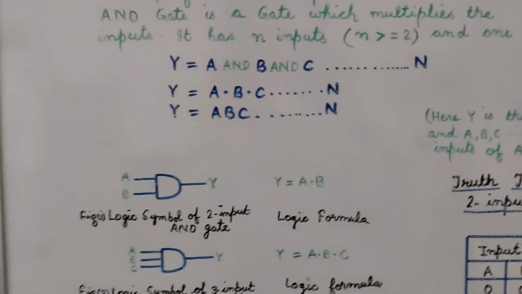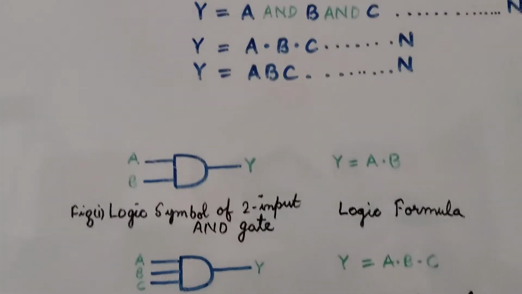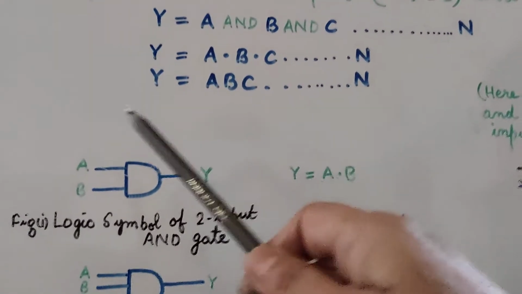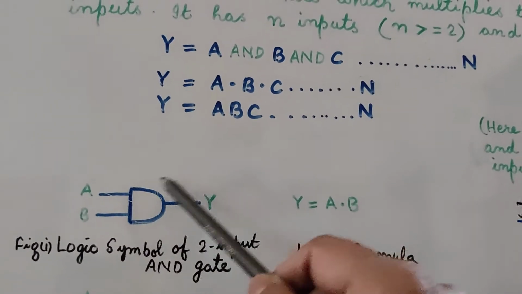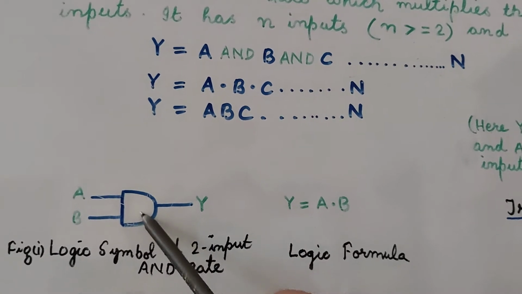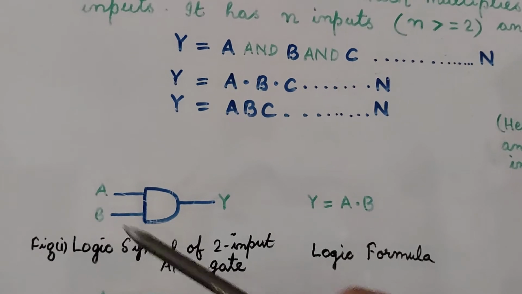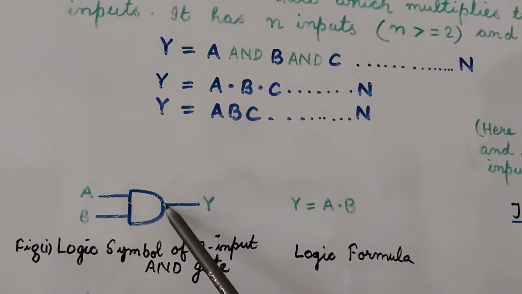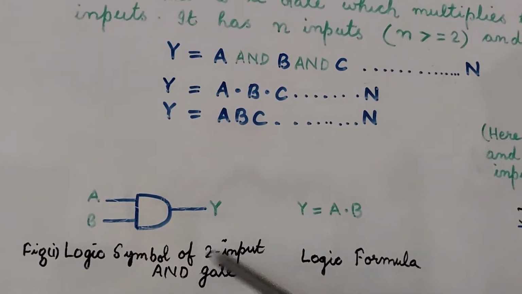Now we will try to draw the symbol of the AND gate. So as you can see in this figure 1, this is the symbol of AND gate, that is, AND gate is represented by this symbol. So if we want to draw the logic symbol of 2 input AND gate, then we will consider only 2 inputs and there is a single output in AND gate. So this is the logic symbol of 2 input AND gate.